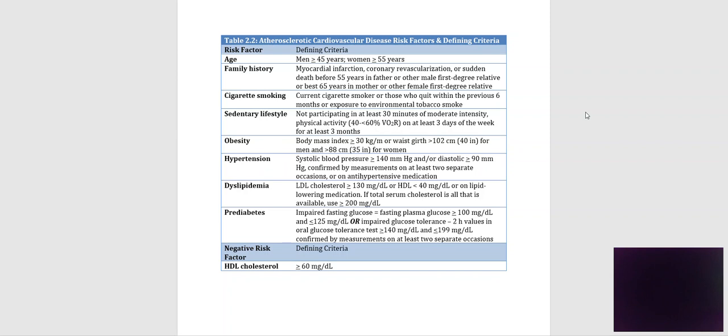So with risk factor stratification, we have several different metrics that we use to determine how risky it is to train the individual. Usually what we're trying to determine is their likelihood of having a metabolic event or a cardiac event, and what issues may come up with training them and giving an exercise prescription. The primary things that we determine in the risk factor categories, as you see in Table 2.2, are age, family history, cigarette smoking, sedentary lifestyle, obesity, hypertension, dyslipidemia, or their cholesterol levels, and prediabetes.